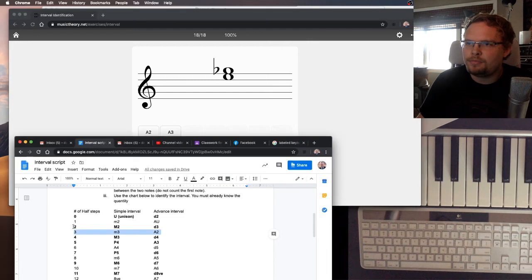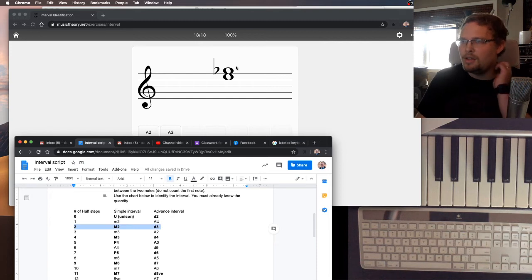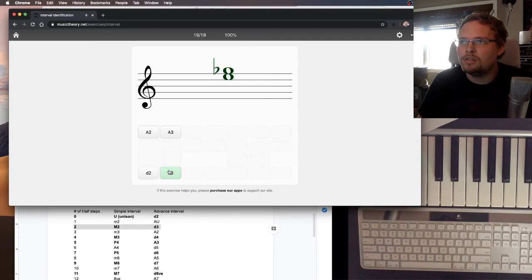So we look here. 2 half steps means it's either a major second or a diminished third. This is written in terms of a third. The distance is 1, 2, 3. And so that means that this note is a diminished third. Okay, this one is an augmented second. We just went over that one.